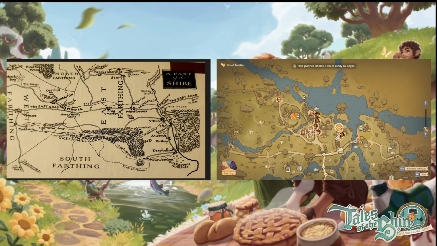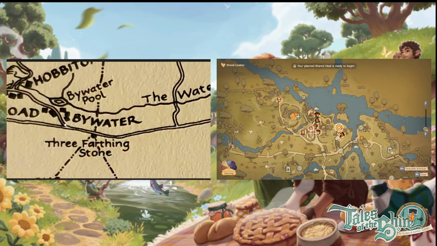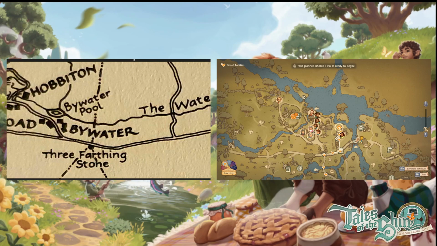You have the Great East Road that crosses the Brandywine Bridge and then continues on to what will be Bree. You have obviously Buckland right here with the Buckland Ferry down here. If you were to follow the East Road west, you go through Whitfurrows, Frogmorton, and then there's the Three Farthing Stone, and then there's Bywater. So we kind of zoom in here a little bit, and then we can compare to the geography of the existing game.